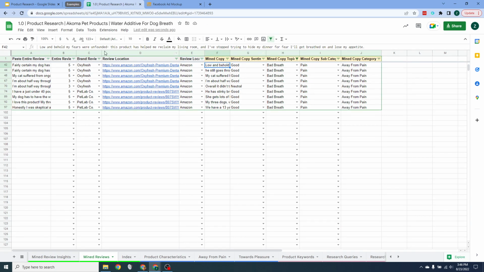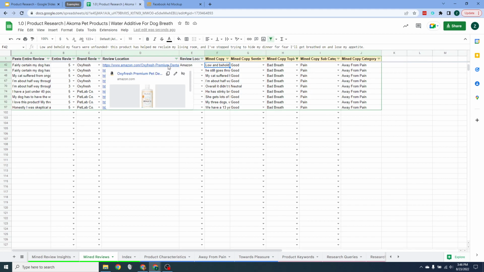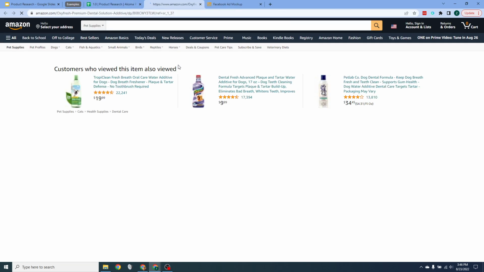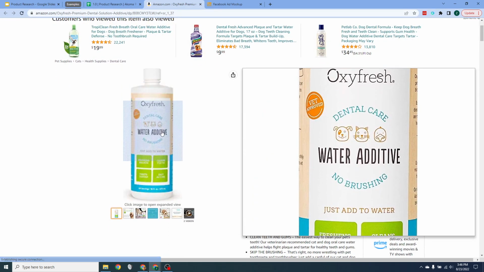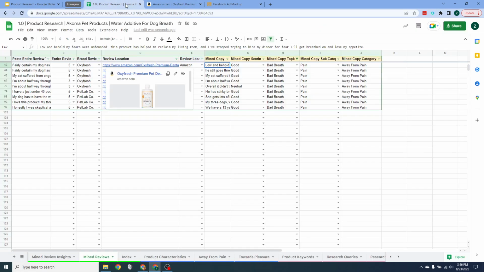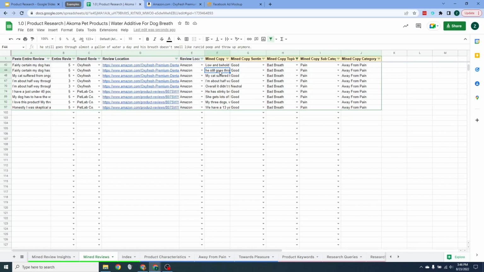So this product has helped me reclaim my living room, and I've stopped trying to hide my dinner. So yeah, the dog's real close to the owner, just breathing on him, smelling terrible, and this is one of the products in this, OxyFresh. So they're saying it works. Doesn't smell like rancid poop. Cat suffered from gum disease and the bad breath.